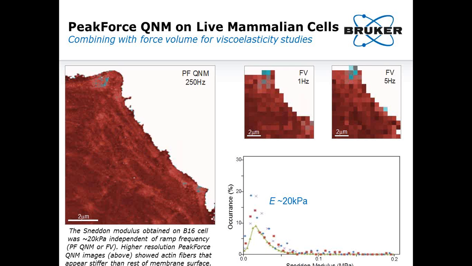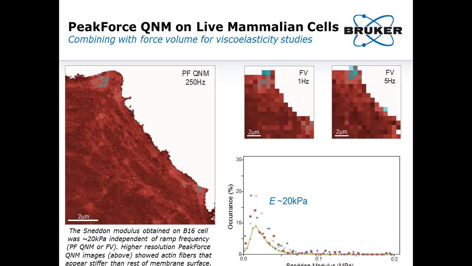The data shown here compares the Sneddon modulus maps of the same B16 cell from the previous slide, collected in PeakForce QNM at 250 Hz, with those from force volume collected at 1 and 5 Hz. Comparing the color scale of the cell surface in each image, you can see that all of the maps show that the cell lamellipodium has about the same modulus, independent of ramp rate and technique.